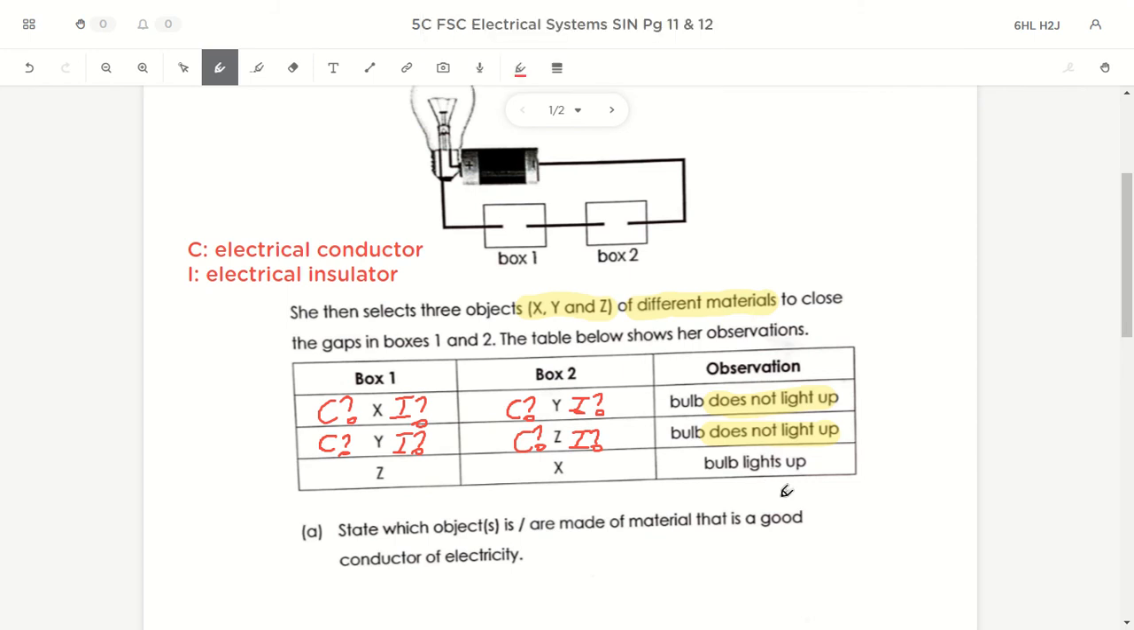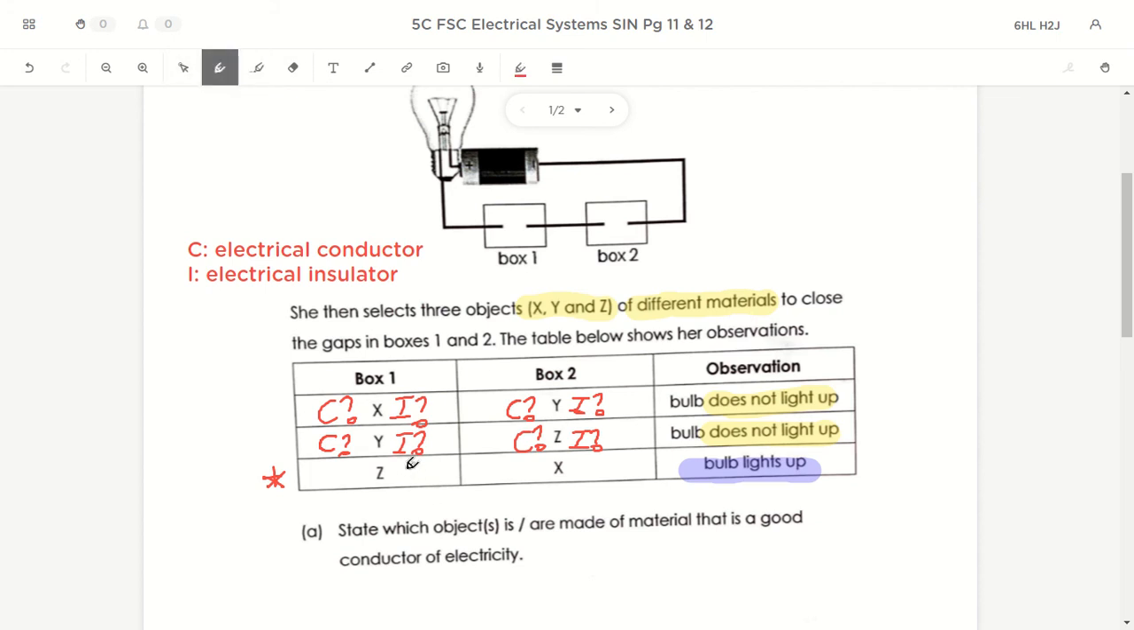So the first two results don't show me anything. They just show me that either they are conductors or they are insulators. It depends. The last one is the most important one, because it tells us which ones are conductors. If I put Z in box 1 and X in box 2 and connect them up, I realize that the bulb lights up, and this is a very important clue. The bulb lights up means that none of them can be insulators. Both must be electrical conductors.